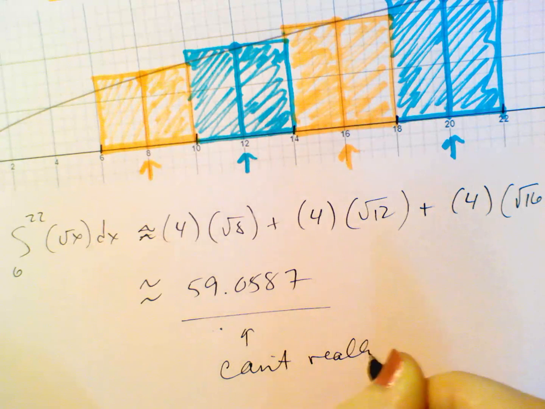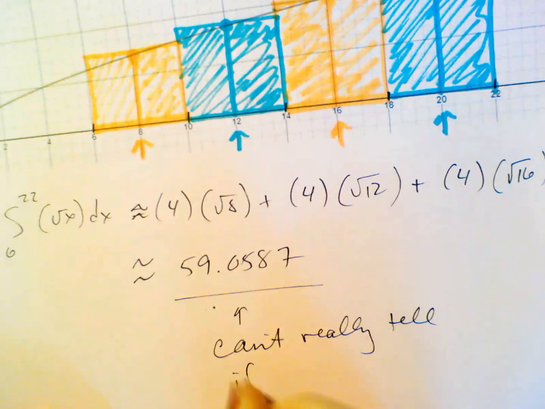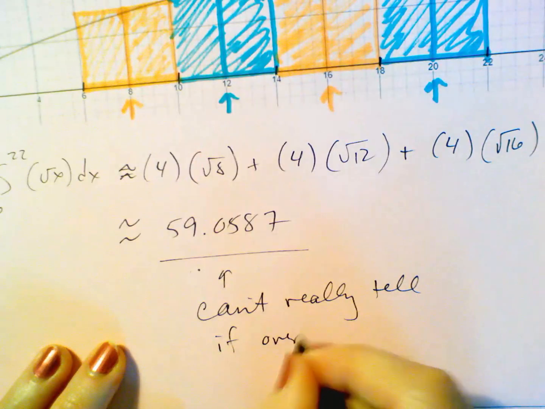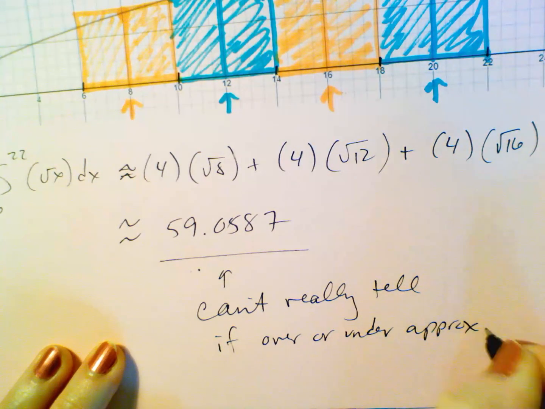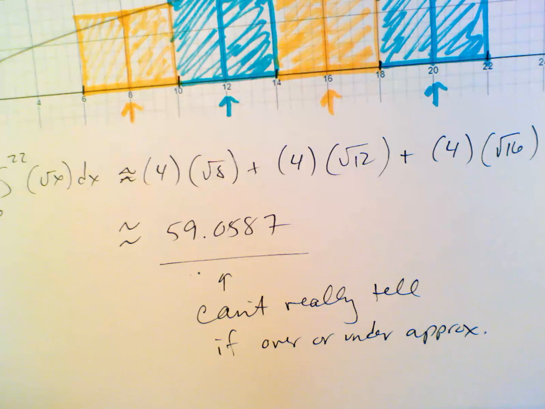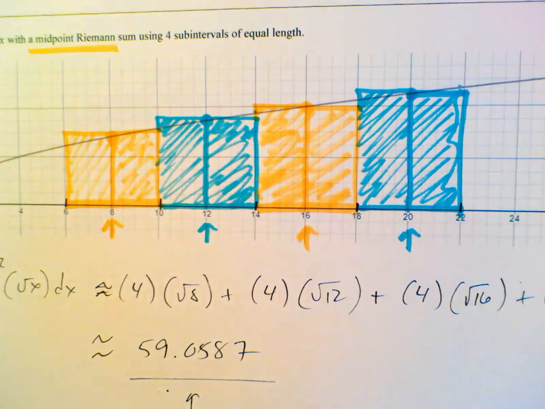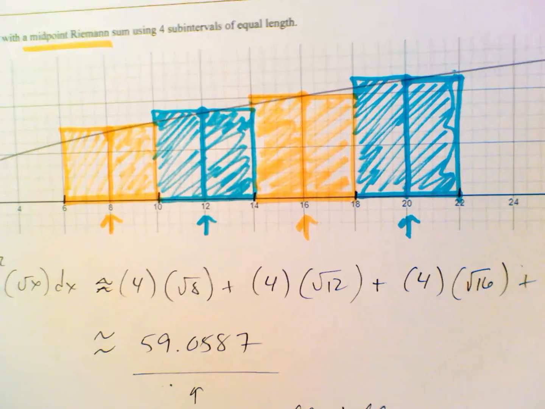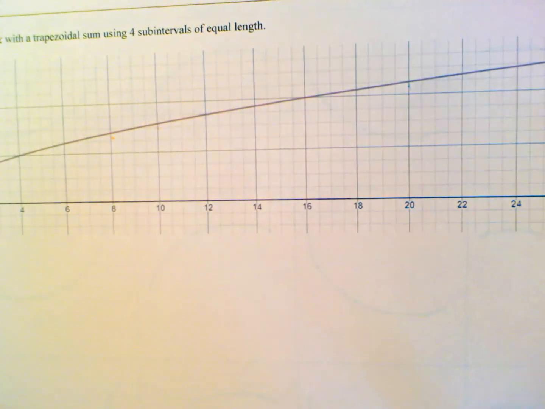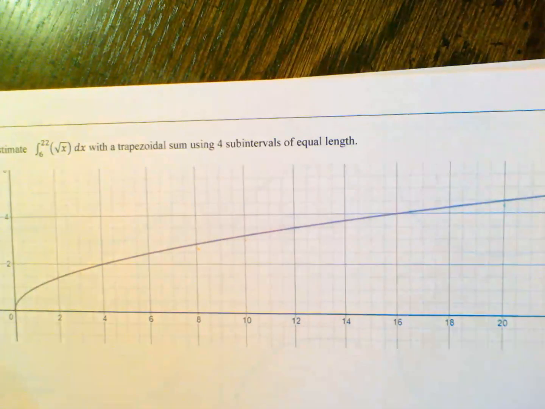Can't really tell if it's an over or under approximation. I mean, it looks to me like it's probably more of an over approximation, but you won't be asked to make that determination because you can't really tell visually. Okay, so there's that. Now, last type, and then we'll move on to some other stuff.